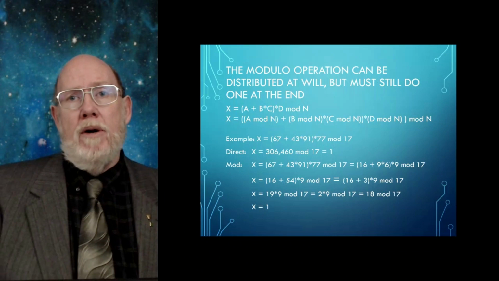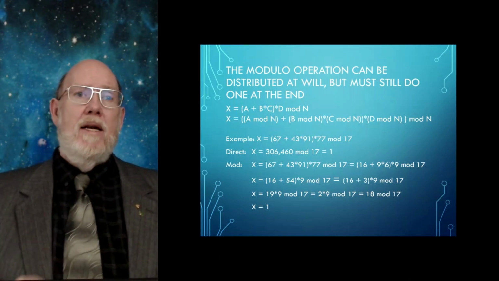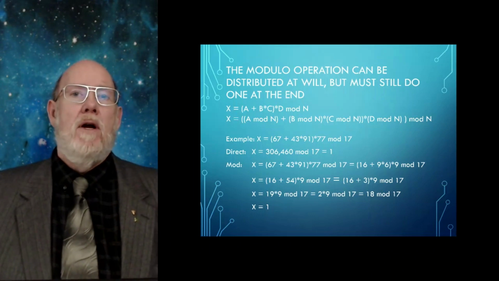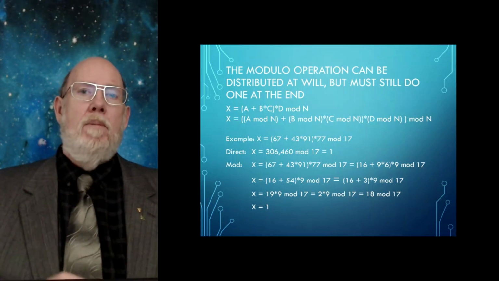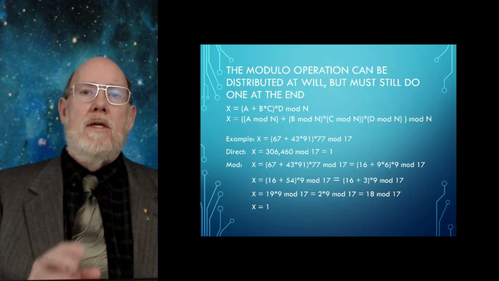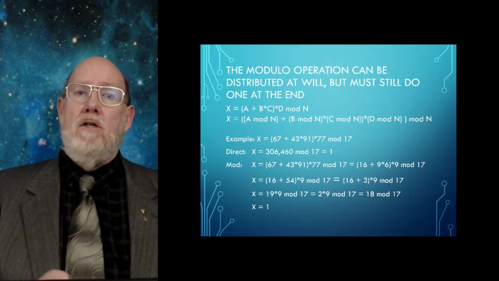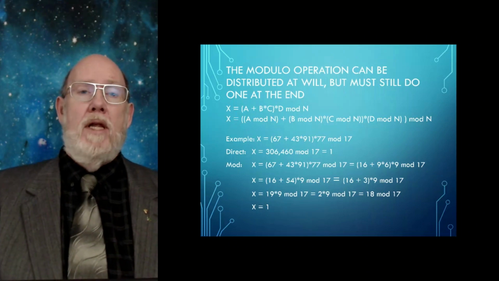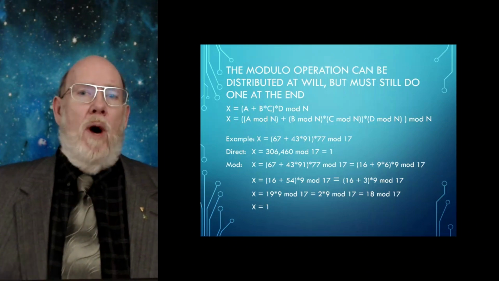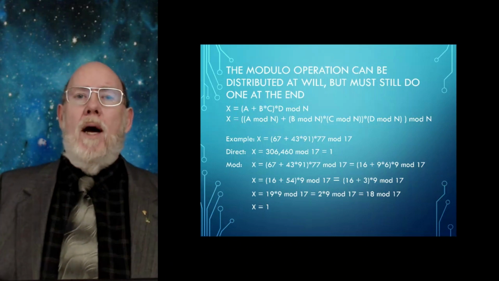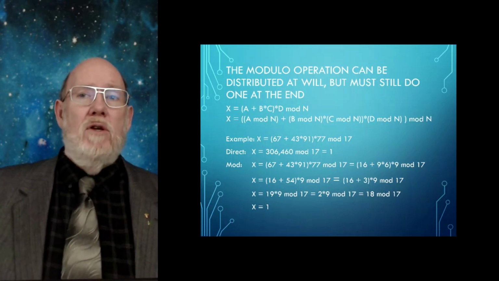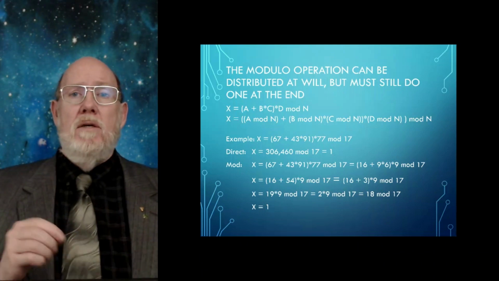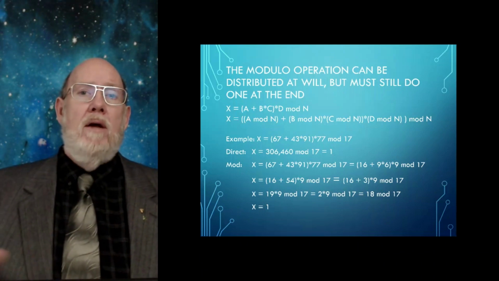The modulus operator can be distributed inside an expression as far as we want, all the way down to the individual values and variables. But one thing we have to keep in mind is that at the end, we still need to perform one final modulus operation at the point where the mod operator was originally placed. You might ask why we might want to distribute the mod operator when we're still going to have to do it at the end anyway.